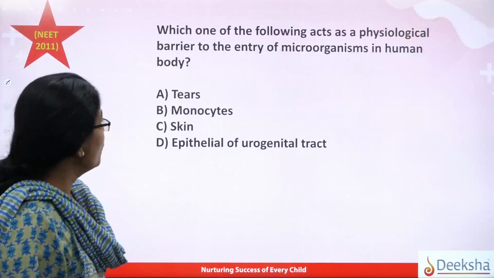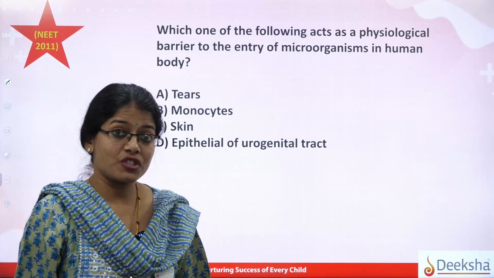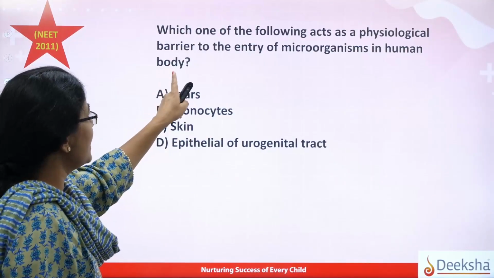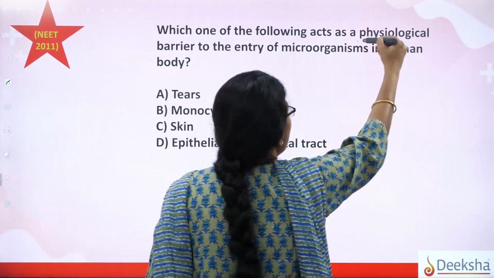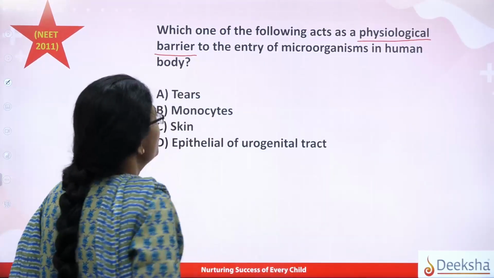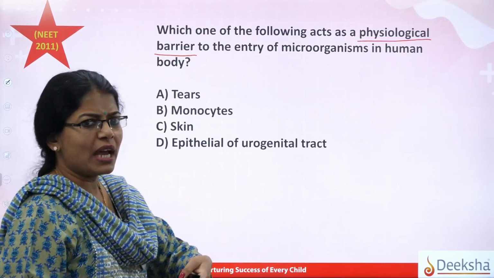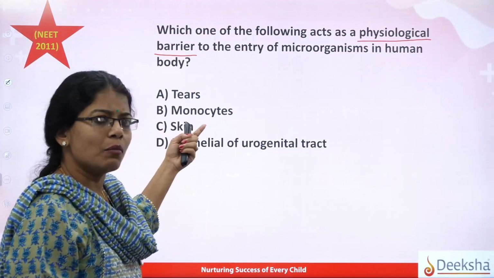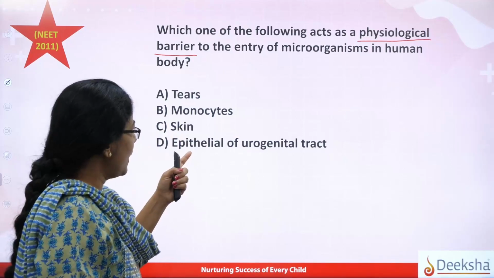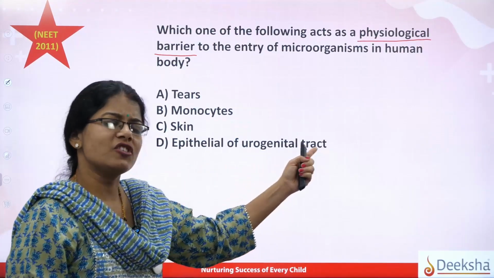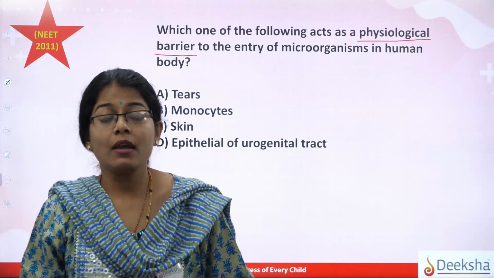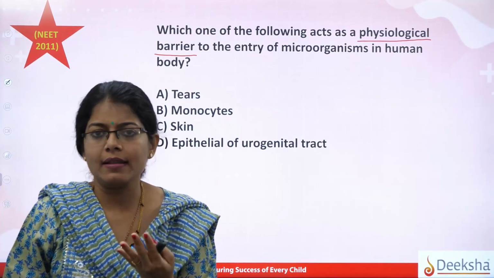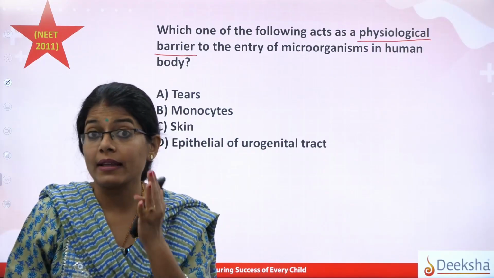Okay, now we move on to the next, again a neat question being repeated. Which one of the following acts as a physiological barrier to the entry of microorganisms in the body? The options are tears, monocytes, skin, epithelial of urogenital tract. Now if you see the physiological barrier, it's going to try to kill the cells, right? Or the cell wall, and that is the tears.